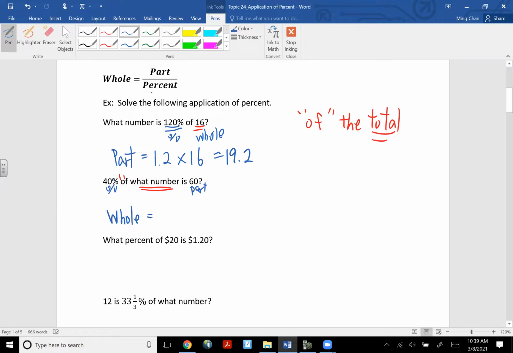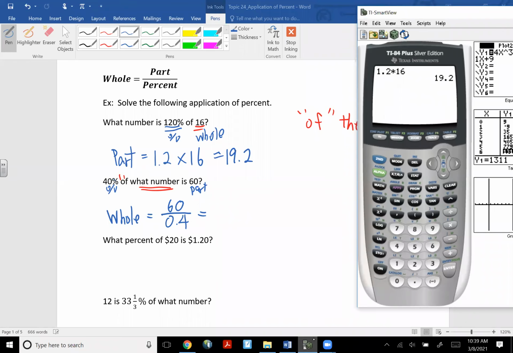To look for the whole, we take the part, 60, divided by the percent. And again, the percent that we're dividing has to be in decimal notation. So 40% in decimal notation will be 0.4. So 60 divided by 0.4, my answer, 150, is my whole.